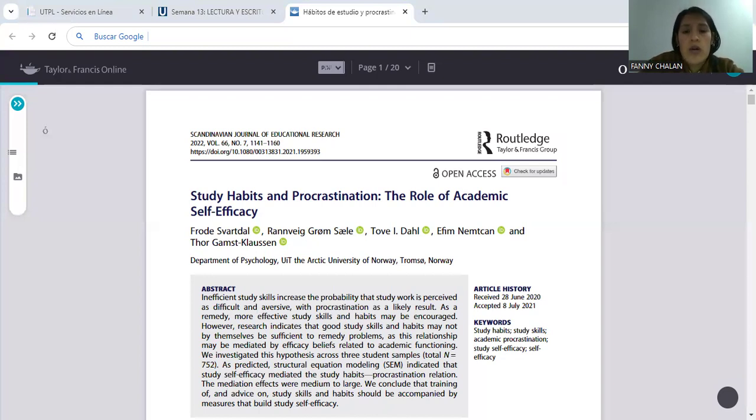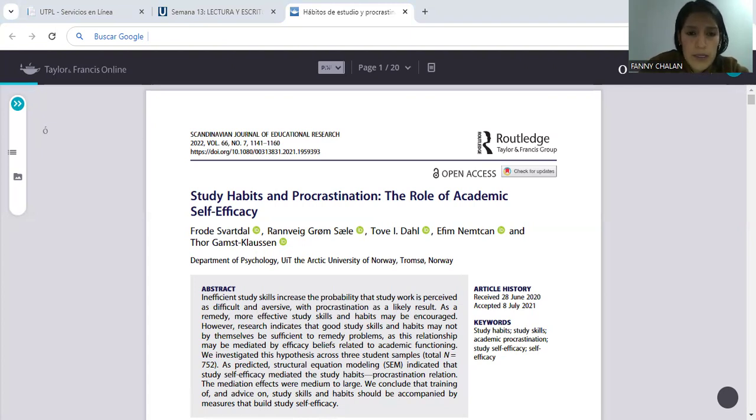The authors of the paper are Frode Stenseng, Rainer Grumstrom, Tobias Aidan, and Thor Gamst-Klaussen. They belong to the Department of Psychology at UiT, Arctic University of Norway, in Tromsø, Norway.